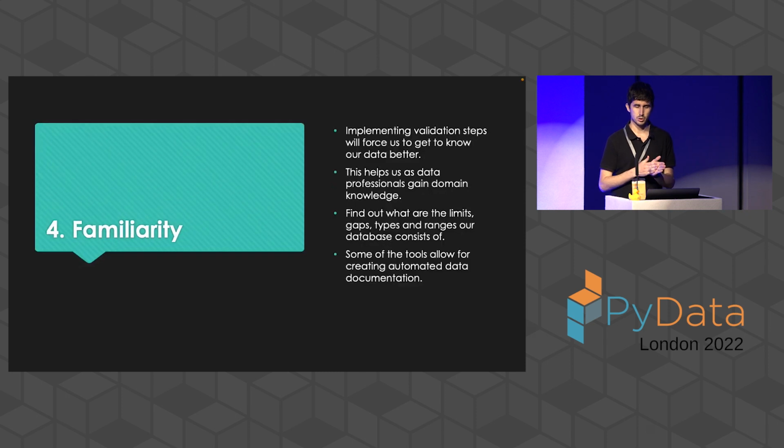Fourth is familiarity. By implementing validation steps, it will force us to get to know our data better. As data professionals, we are expected to know our data. When we are putting in place these data validation steps, it will force us to look at the types, look at the different limits, and then know what our data looks like. Some of the tools I'm going to show here even have features for automated data catalogs and data documentation creation, which is really nice. So that was familiarity.